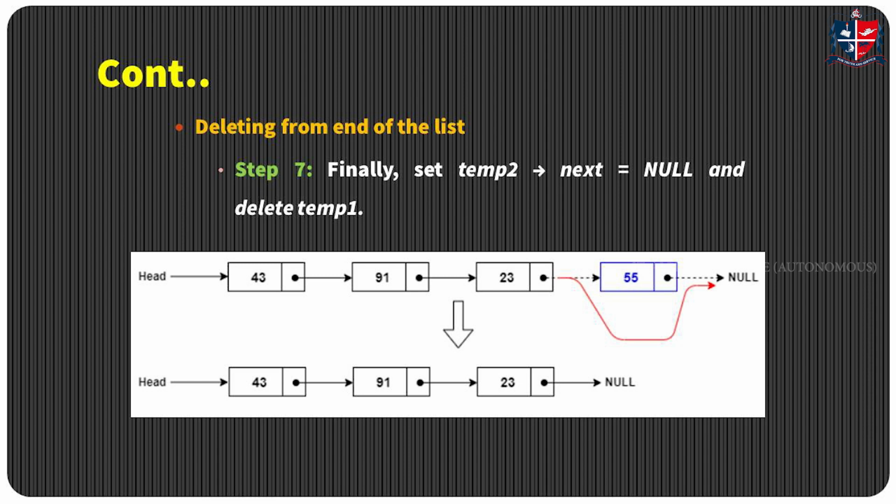While doing this step, you do one more step simultaneously, that is, assign temp1's value to temp2. While temp1 is at 55, temp2 will be at the previous node, that is, temp2 will be at 23. So now just set temp2's next as null and delete temp1. This is how you can perform the deletion operation at the end of the linked list.